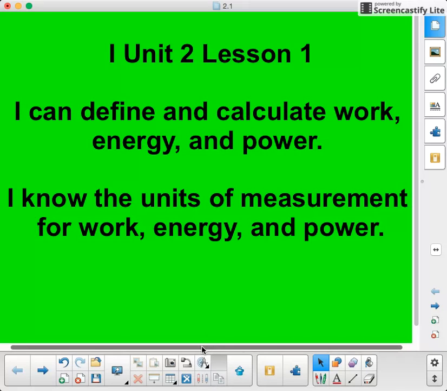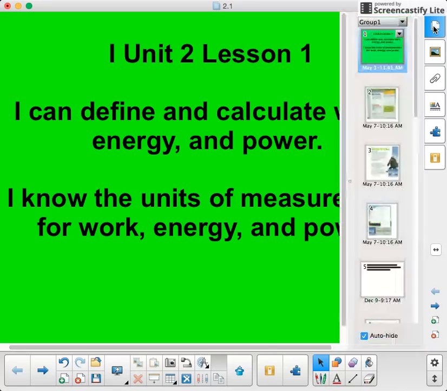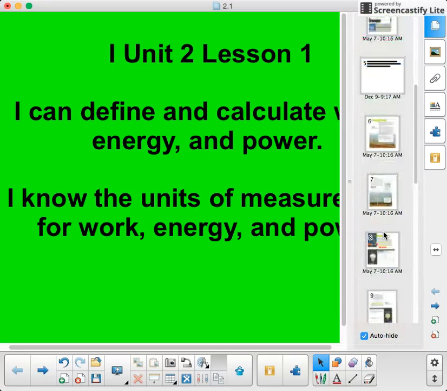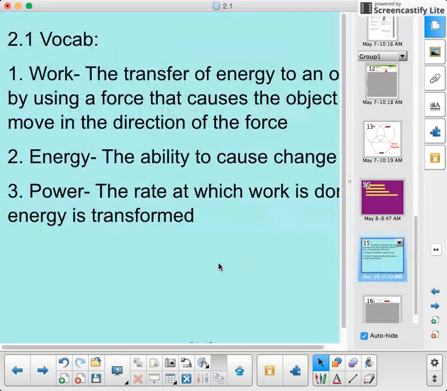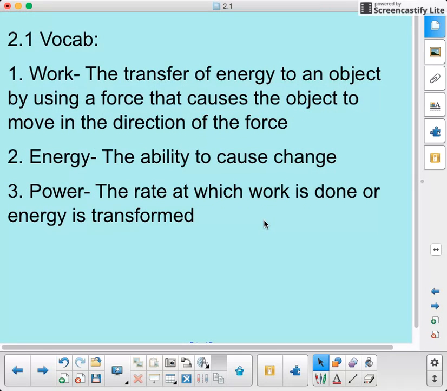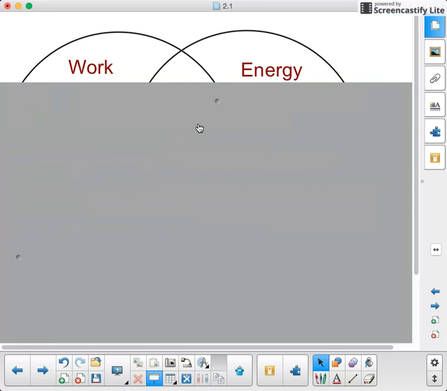In this lesson, you will definitely want a calculator with you as you go through the homework, both the digital lesson and the workbook. There are three vocab words. The first is work, the second is energy, and the third is power. So in the notes, you have a triple Venn diagram. There's one circle for each of the three topics here.